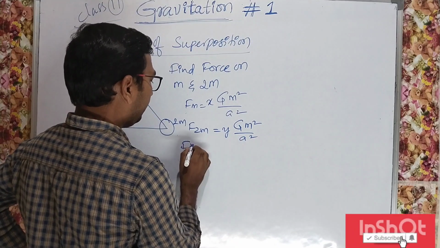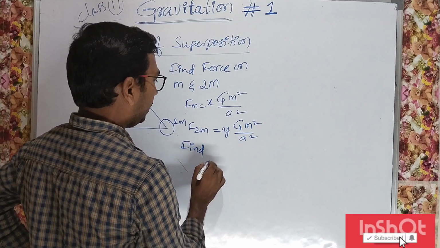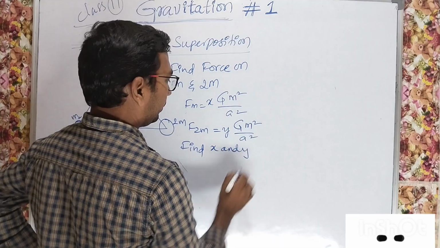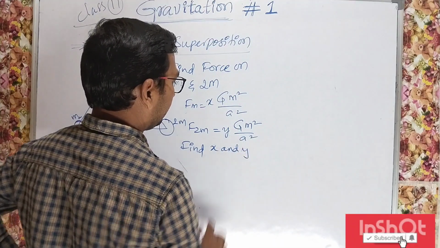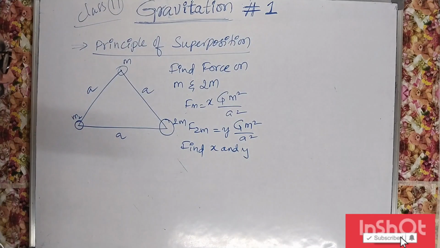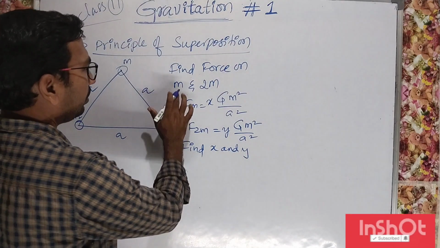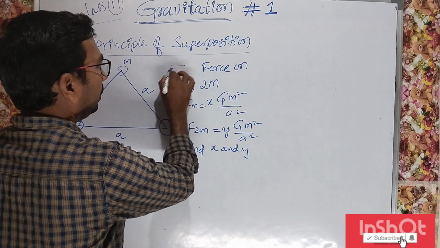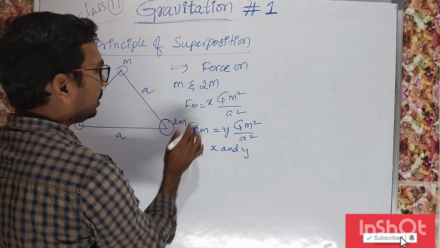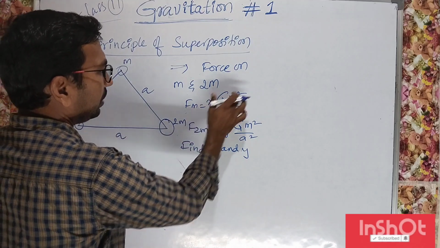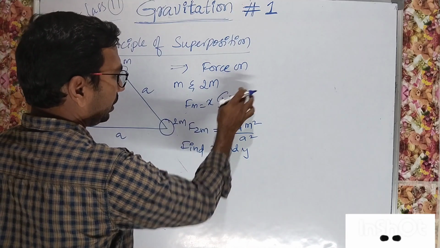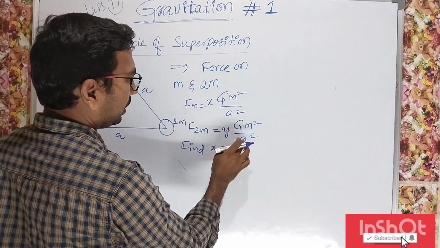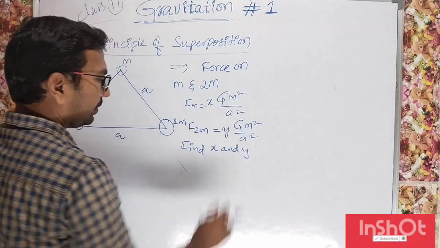So here find X and Y. The force on M and 2M: Fm is equal to X G M square by A square, and F2M is equal to Y G M square by A square. Here find X and Y.